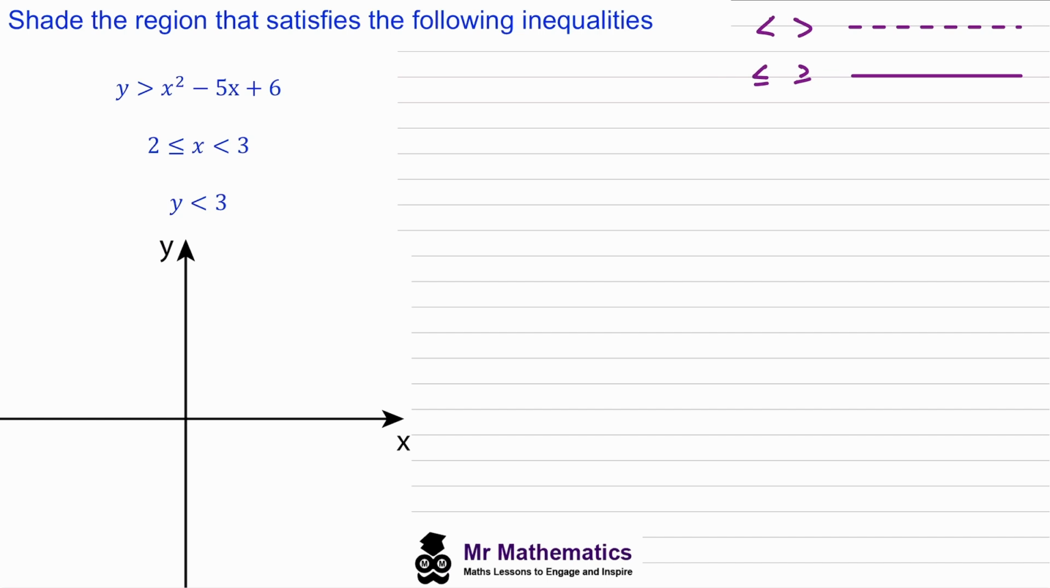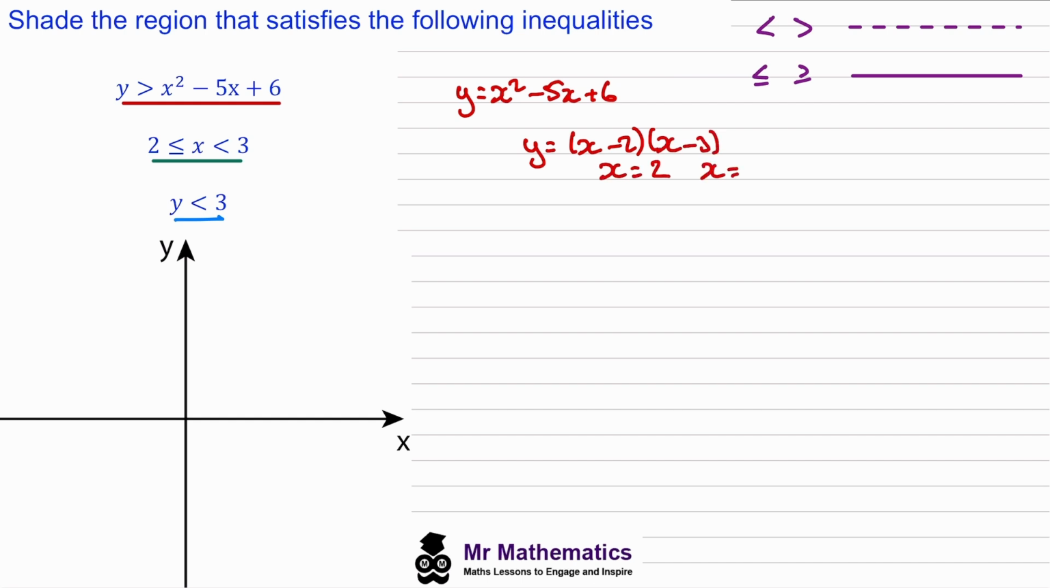Okay, so in this example, we've been asked to shade the region that satisfies these three inequalities. So I'll do the top one in red, the middle one in green, and the bottom one in blue. The first thing we need to do is to sketch the graph of each equation. So to sketch y is equal to x squared minus 5x plus 6, we need to find the roots. And we can find these roots by factorizing. So y will equal x minus 2 and x minus 3. So our roots are when x equals 2 and x equals positive 3.